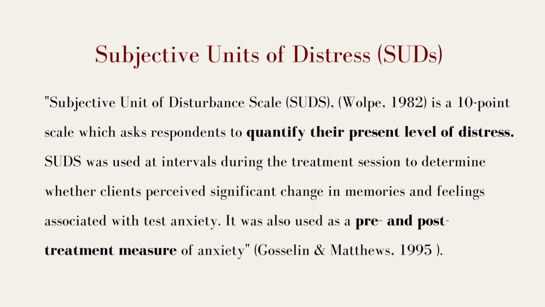Okay, so let's dive right in and talk about subjective units of distress, which is abbreviated as SUDs. So this scale was developed in 1982, and it was created as a 10-point scale that was used to measure participants' or clients' present level of distress. So it has this aura of negativity around it because it is meant to measure things that are uncomfortable and distressing to the client. So negative intensity, if you will.